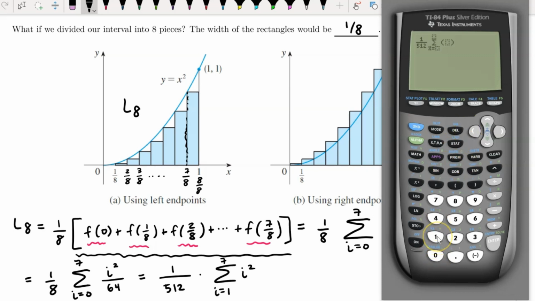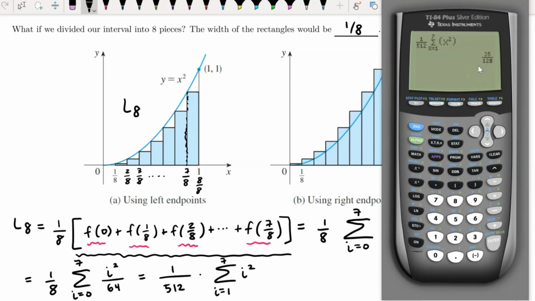And our lower index, you could either have it start at 0 or 1. That's not always the case, but remember, 0 squared is 0, so if I add 0 to my sum, it's not going to affect it. And then my upper index is 7. And then the thing that we're summing is our variable squared. So I'm going to click X, and then I'm going to hit my squared button, and then from here, I'll press Enter. And that gives me 35 over 128.